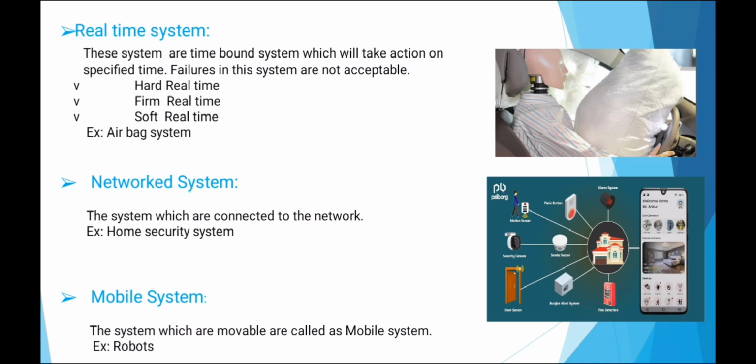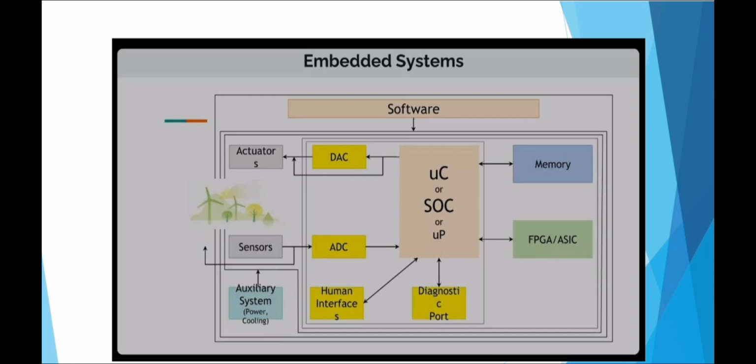Real-time system. These systems are time-bound systems which will take action at a specified time. Failures in this system are not acceptable. Hard real-time, firm real-time, soft real-time. Example, airbag system. Networked system. The systems which are connected to a network. Example, home security system. Mobile system. The systems which are movable are called mobile systems. Example, robots. Here is the embedded system diagram.